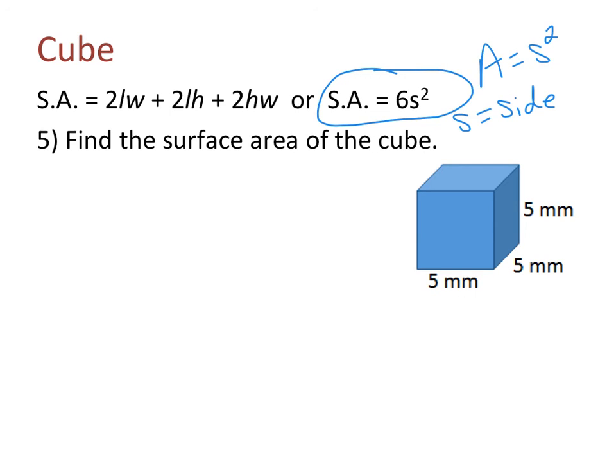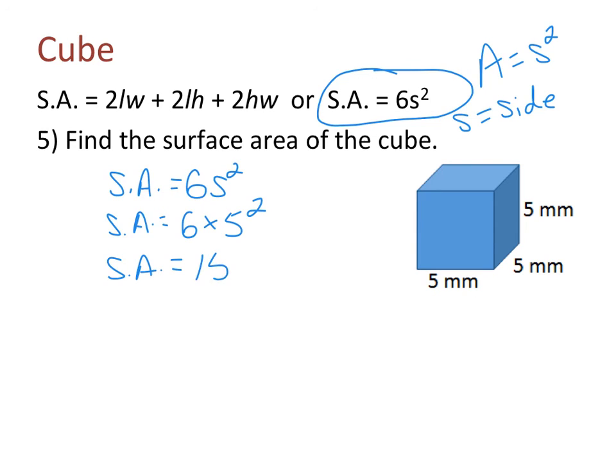So if we want to find the surface area of the cube, I'm going to use that formula: SA equals 6 times the side squared. Well, each side is 5, so SA equals 6 times 5 squared. Now you can simplify that, 5 squared is 25 times 6, or you could just plug it right in your calculator as is, and you get 150 millimeters squared.